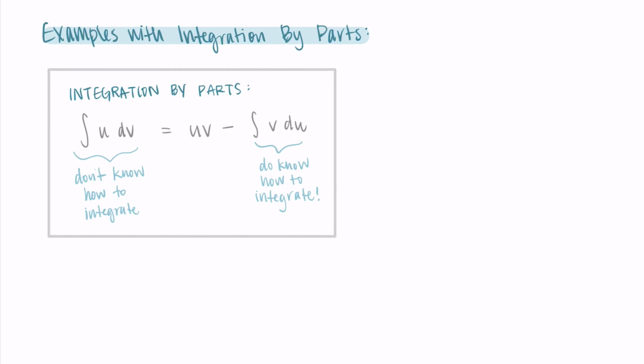So here is the integration by parts formula. It has the integral of u dv, and this is what we don't know how to integrate. This is the problem we're given and we're not sure what to do with, so we're going to try integration by parts. We can then rewrite it as u times v minus a new integral, and that new integral is v du. The hope is that that new integral is something we do know how to integrate.